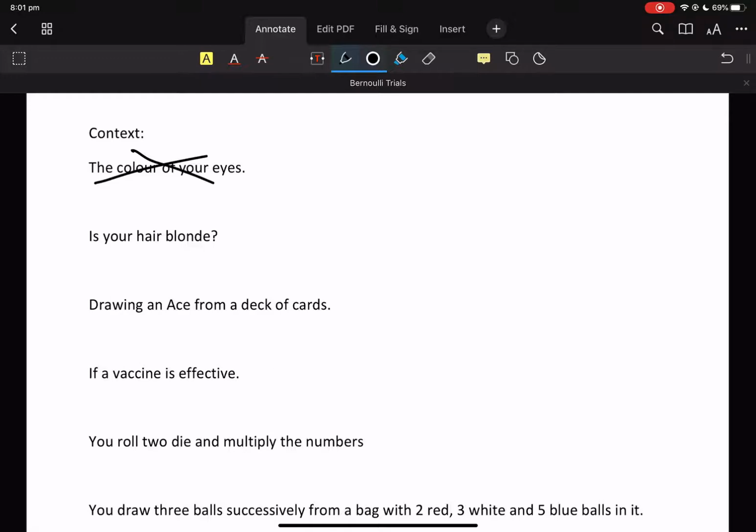Here, what about: is your hair blonde? Well, that's yes or no, so that's success, failure. That's no problem. That could be a Bernoulli trial. Drawing an ace from a deck of cards, well, it either is an ace, which is success, or it's not an ace, so that's failure, so that's no problem. If a vaccine is effective, well, it can either be effective or it cannot be effective. So that could be a Bernoulli trial.